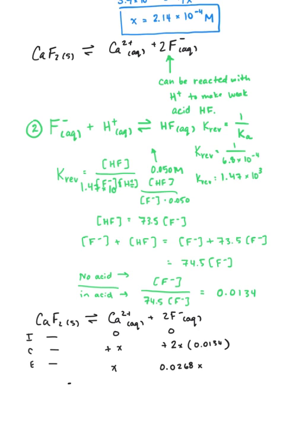Our Ksp expression looks like this. Ksp is 3.9 times 10 to the minus 11. That's equal to X, the concentration of calcium, times 0.0268X, the concentration of fluoride, squared. Solving this for X gives us the following result. X is equal to 3.8 times 10 to the minus 3. This is the molar solubility of calcium fluoride.